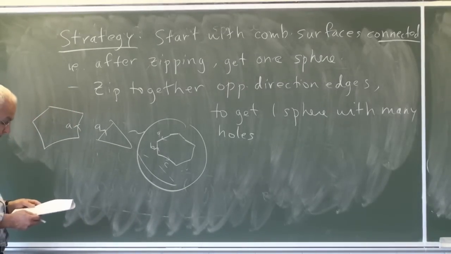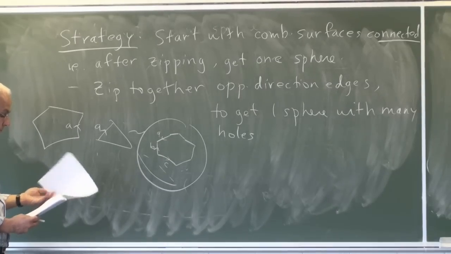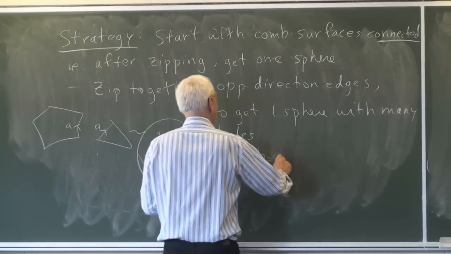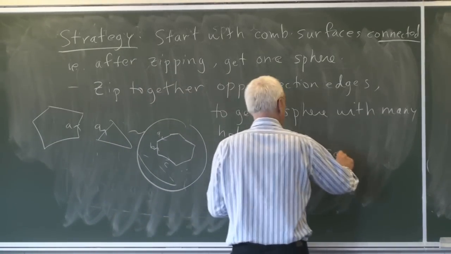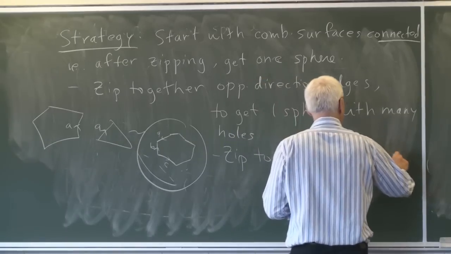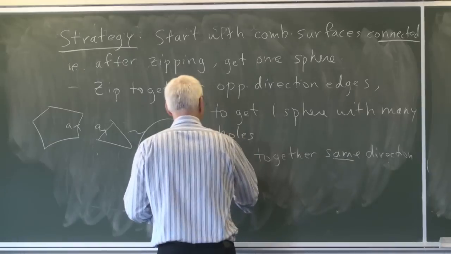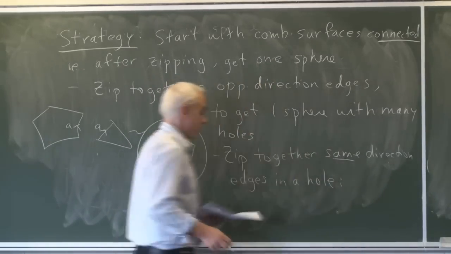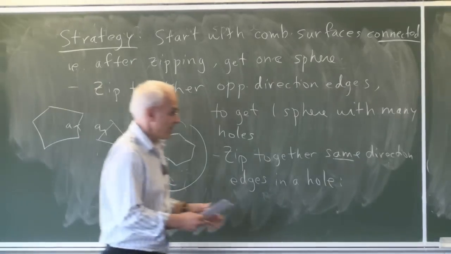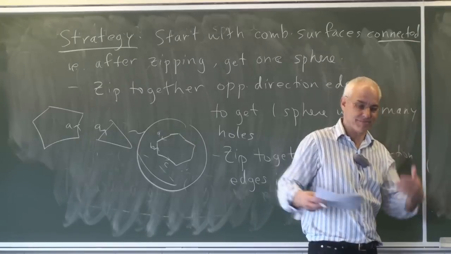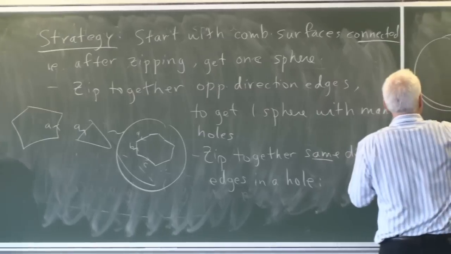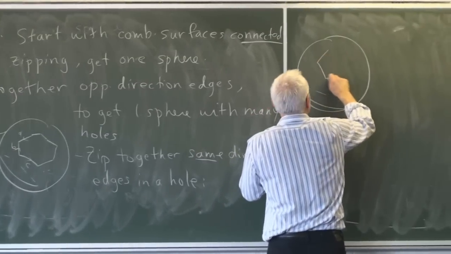Okay, now what do we do? Zip together same direction edges in a hole. Okay, so let me explain that important step. And it's reminiscent of what we did in the classification theorem, but it's somehow stated a little bit differently. So suppose we have a hole that looks like this.